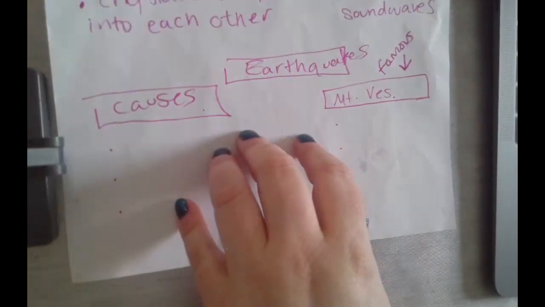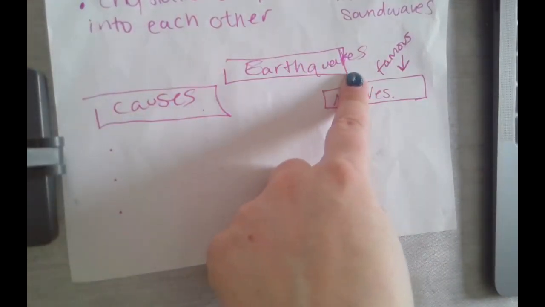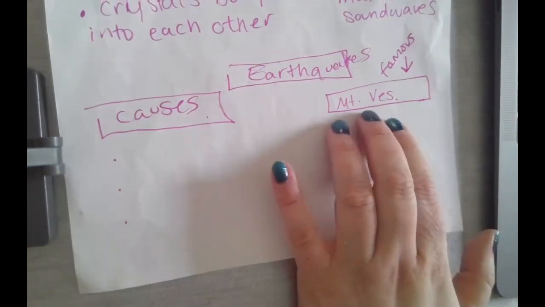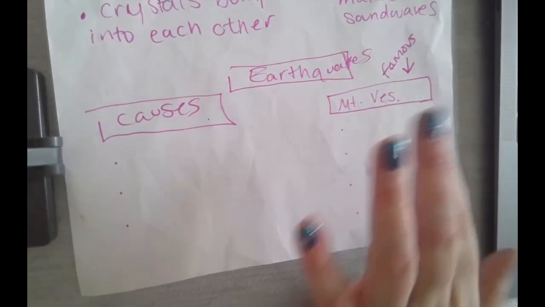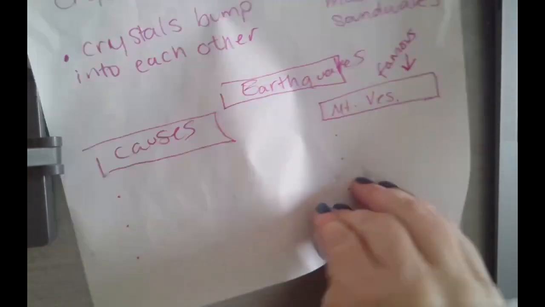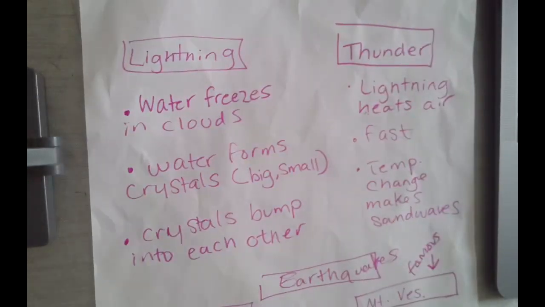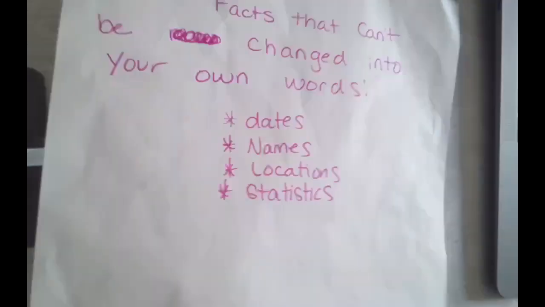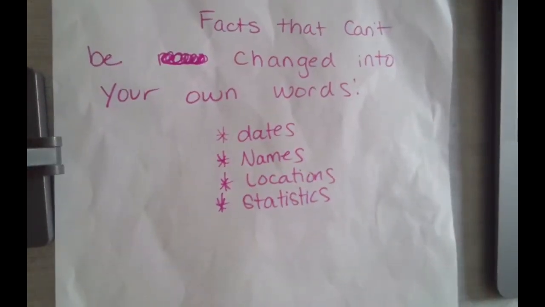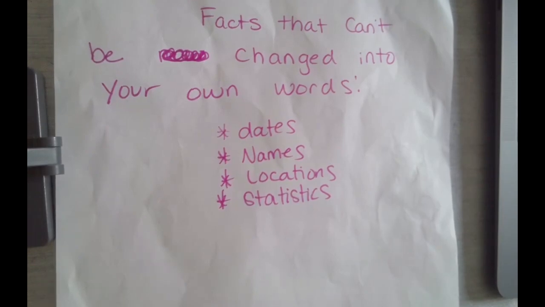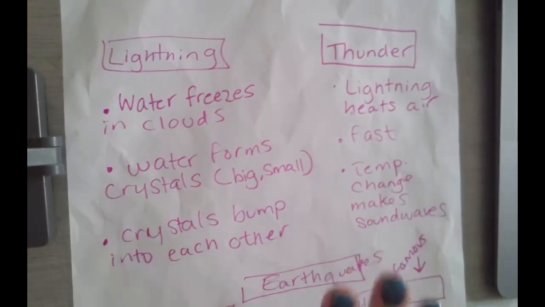So your note taking should be organized with a big heading with your natural hazard, and use your subheadings to do your other boxes and then your bulleted facts, but not writing them in sentences, more like in notes, and remembering that names, dates, locations, and statistics can't be changed. So those are things we're going to have to write word for word. But by just taking some quick notes, we're then able, when we create our page, to write them in our own words.